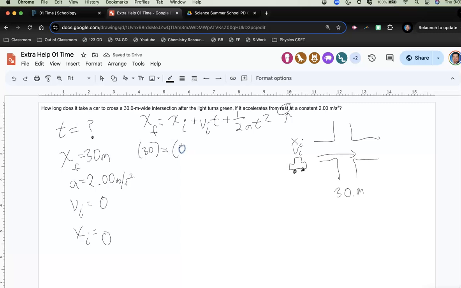Which is it? 2 has a little a next to it, so we're going to save 2 for over here. XI is something Carlos helped us track. What'd you say? 0. And then plus, and then VI. What's VI? 0. And then T.